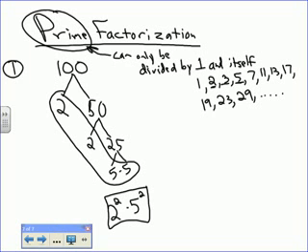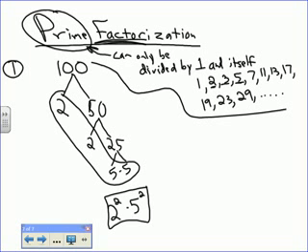In other words, what we did, you guys, is we've broken 100 into multiplying just prime numbers, because 2 is prime and 5 is prime. Okay, let me give you another example.